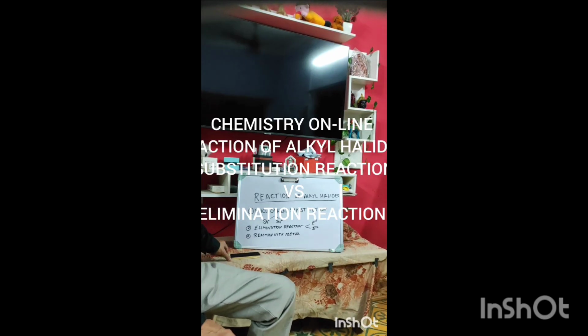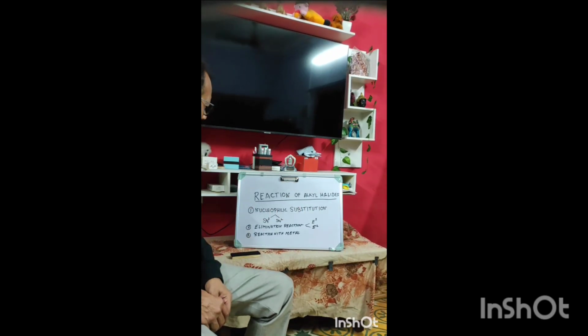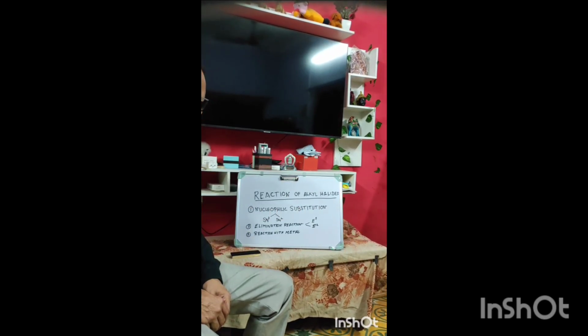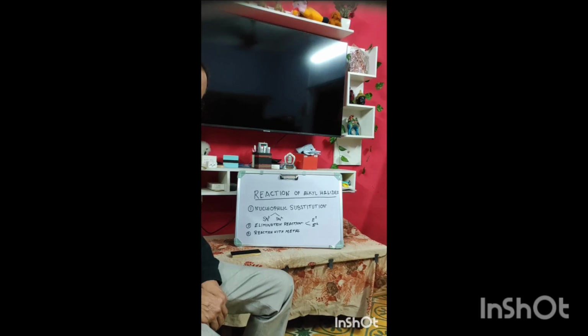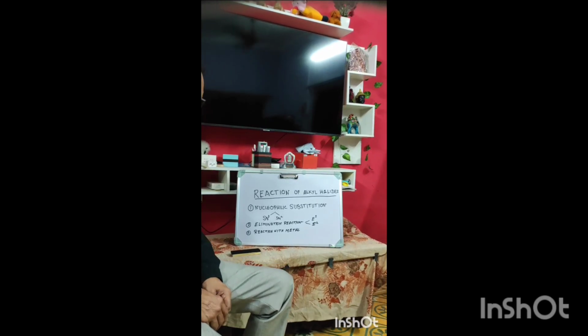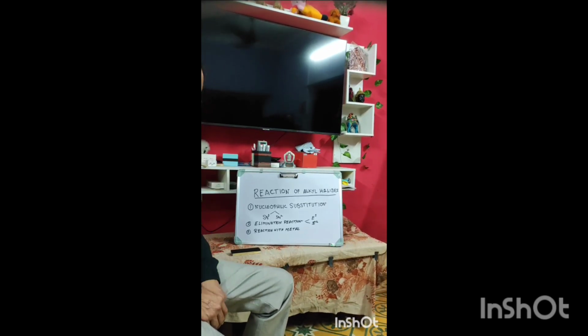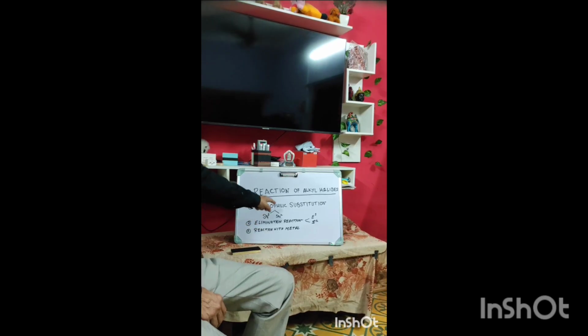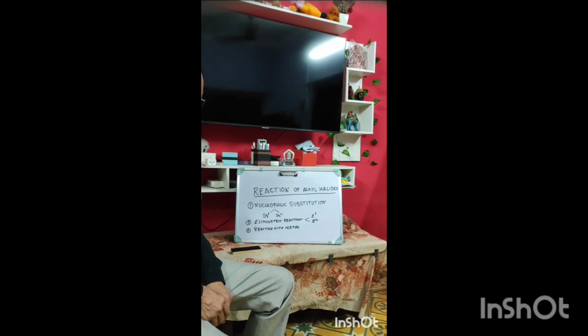Today's video we'll discuss reactions of alkyl halides. Alkyl halides undergo three major reactions. Number one is nucleophilic substitution reaction, with subtypes SN1 and SN2. Number two is elimination reaction, E1 and E2. And third, but not the least, is reaction with metal.